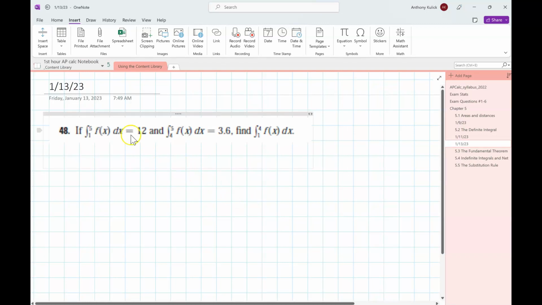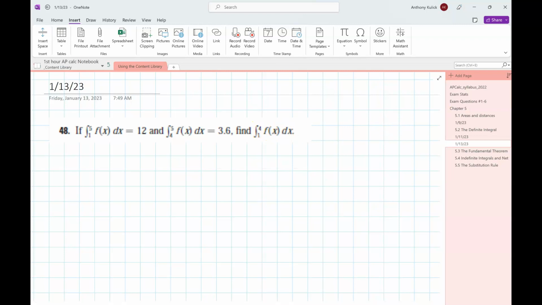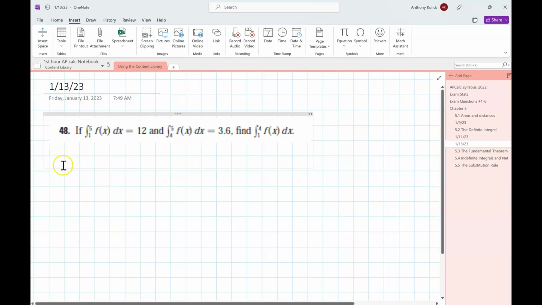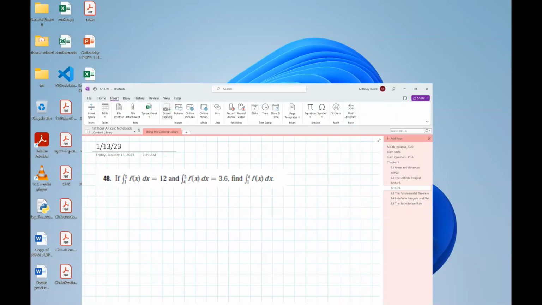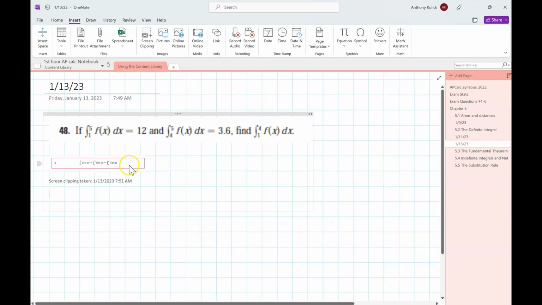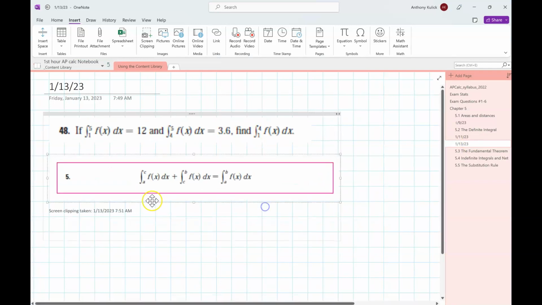Okay. So it says if the integral from 1 to 5 of f of x dx is equal to 12, and the integral from 4 to 5 of f of x dx is equal to 3.6, find the integral from 1 to 4 of f of x dx. So the tool I'm going to be using to do this is this property of integrals that we talked about last time.